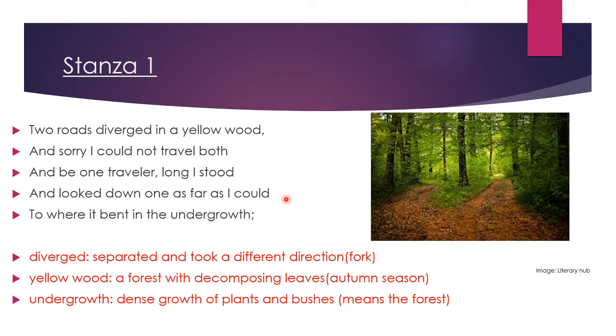Now here yellow wood means, as the meanings are given, a forest with decomposing leaves. It is autumn season. It means the leaves are falling and they are decomposing, and that is why they've turned yellow to brownish.